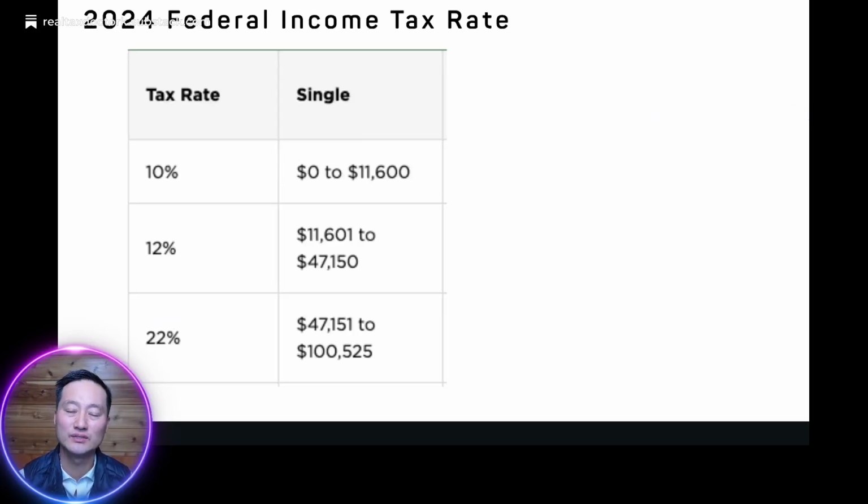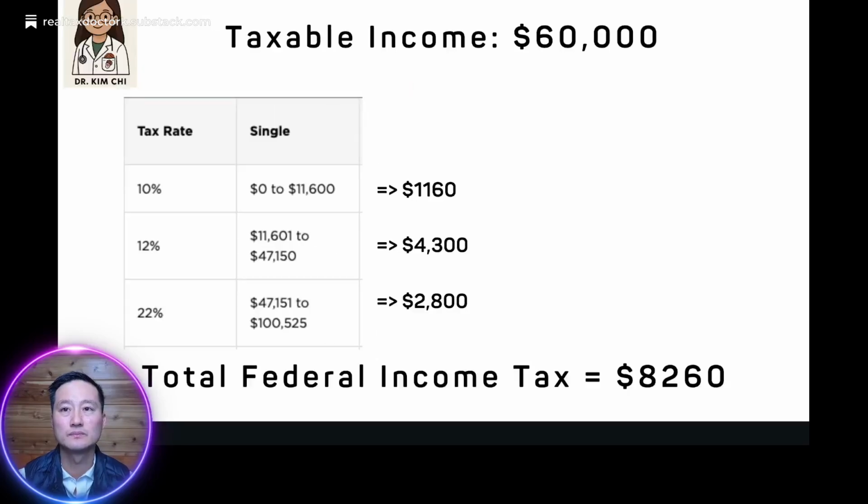The IRS uses a progressive taxation system, which means the more money you make, the higher your tax rate is going to be. More money, more problems, right? Every year the IRS publishes an updated federal income tax table, which is based on your filing status, like single and married filing jointly. So let's take a look.